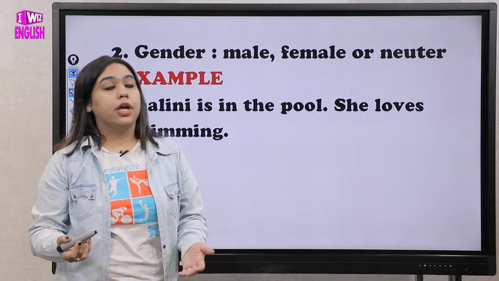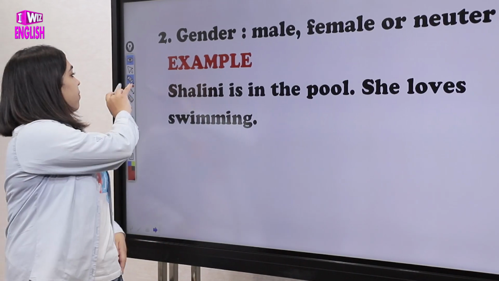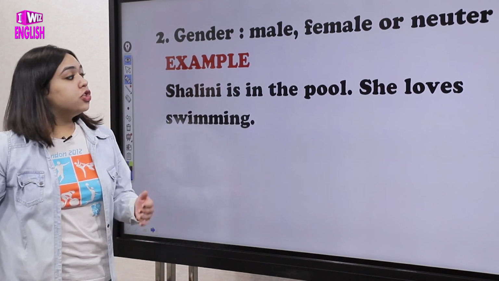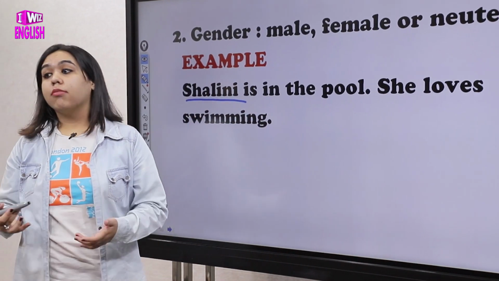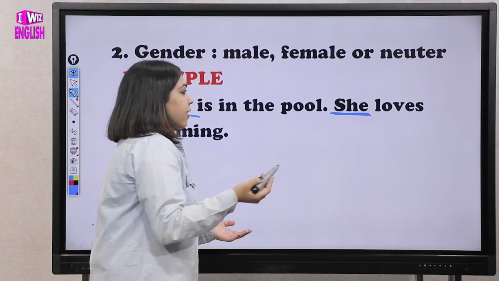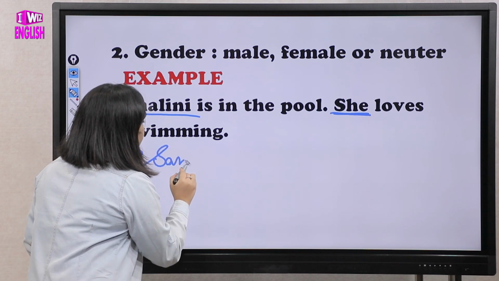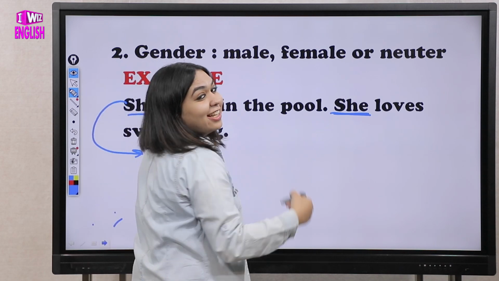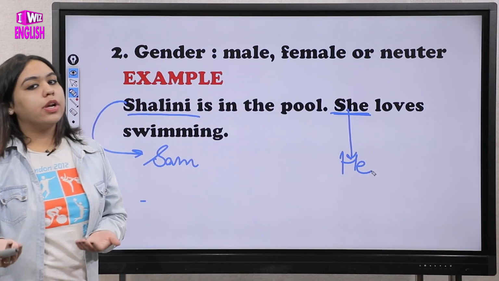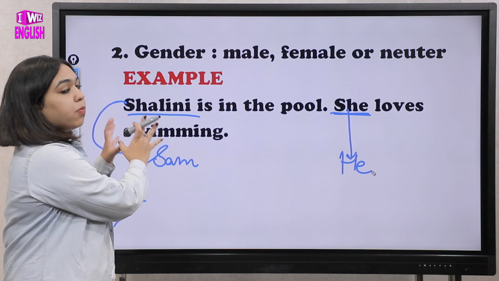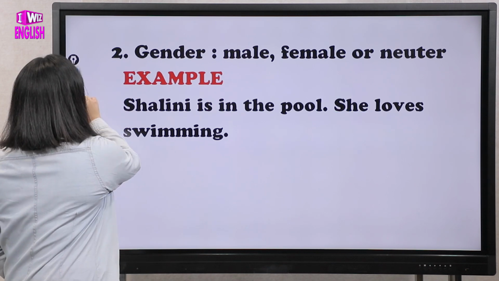Okay, now the next use is gender. Gender, we have already discussed: male gender, female gender, or neuter or common gender. So now the example here is talking about Shalini, okay? Shalini is in the pool. She loves swimming. Okay, Shalini is the noun over here. Instead of using the same noun again, you are using a pronoun. But what if I say that Sam is in the pool, will I still say that she loves swimming? No, I will say that he loves swimming. So this point is simply explaining that if the gender of the subject changes, the pronoun will change. Okay? So let's move on.